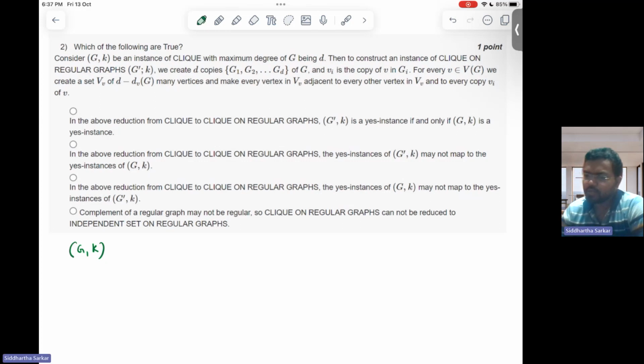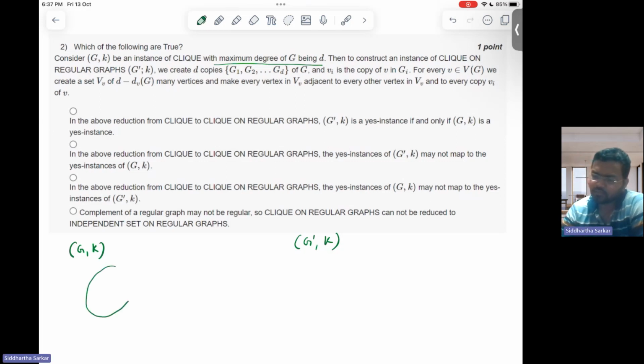Now if additionally we know that the maximum degree of the given graph is d, then we construct an instance of clique on regular graphs, (G', k). Basically we are creating a graph G' from G such that G' is a regular graph. That means every vertex in G' has the same degree.